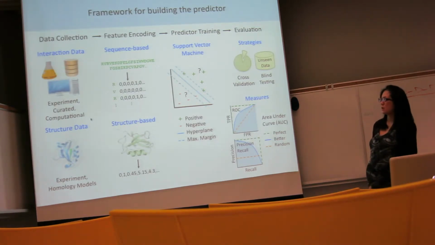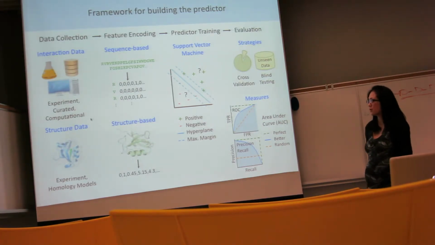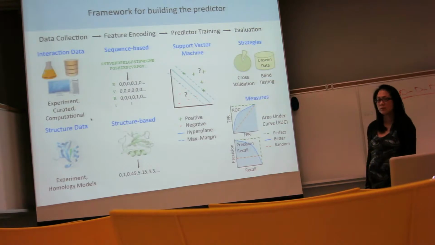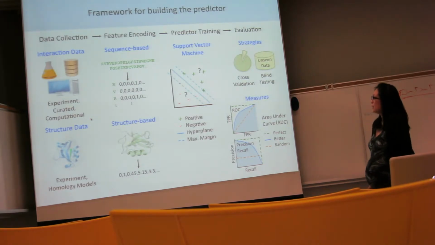So the types of data that I collected were interaction data from experiments or curated sources, or computationally generating interaction data. The other type of data I collected was structured data for PDZ domains, and these were experimentally determined or homology modeled.